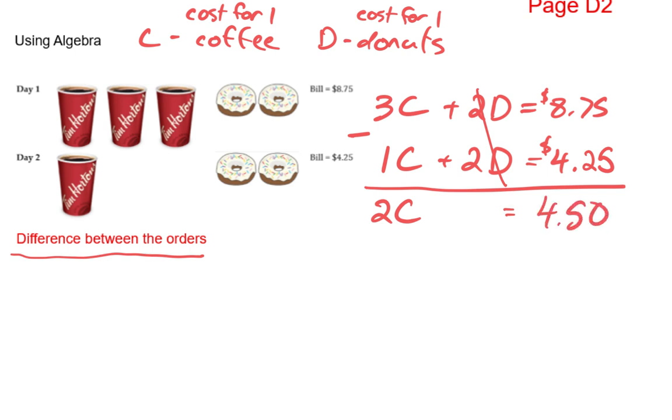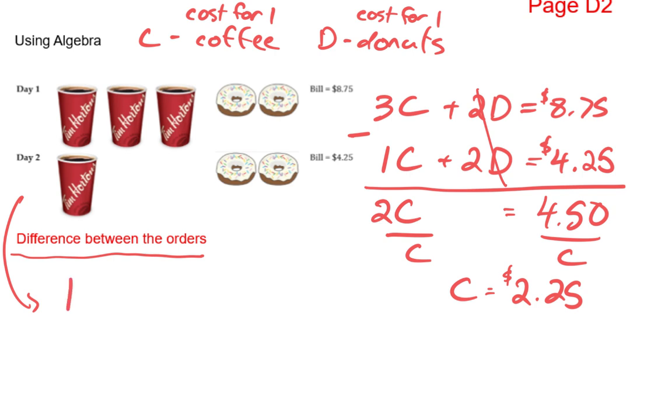450. So if I want to solve this little equation here, 2c equals 450, for c, I'm going to divide both sides by 2. c is equal to 225. So that c, which is the cost for one coffee, must be $2.25. Once I know what c is, I can then take a look at this order from day 2. It is, as I said, 1c plus 2d is equal to 425. I know what c is, so I'm going to replace 1c with 225.